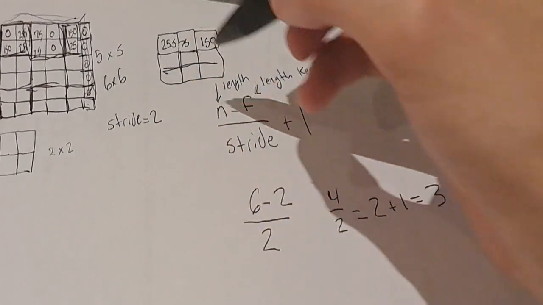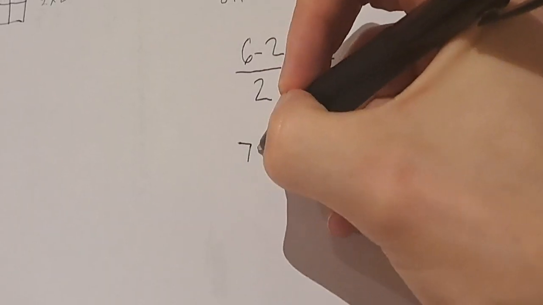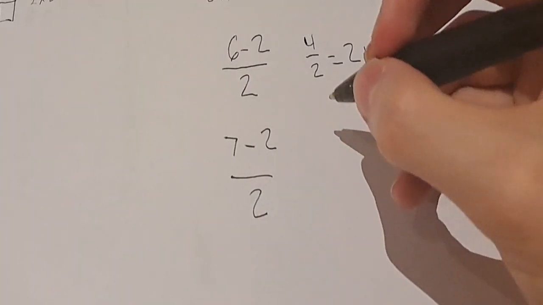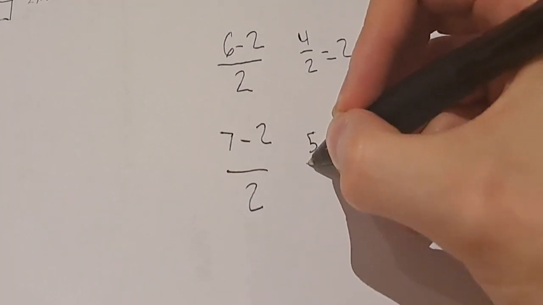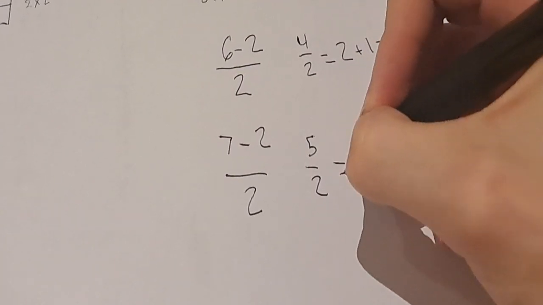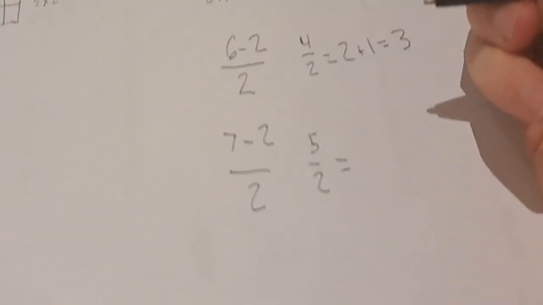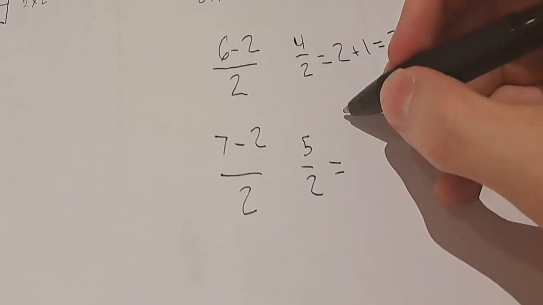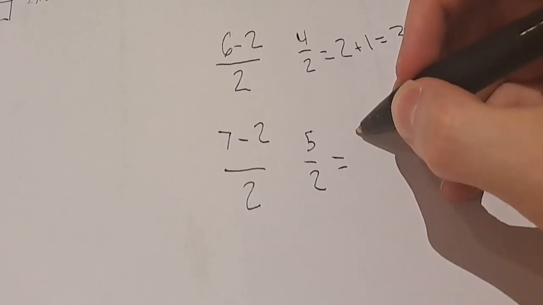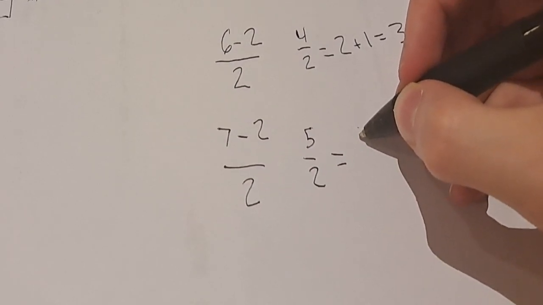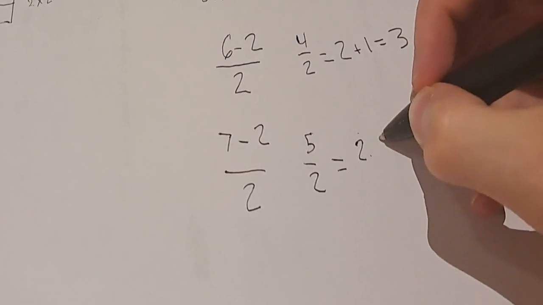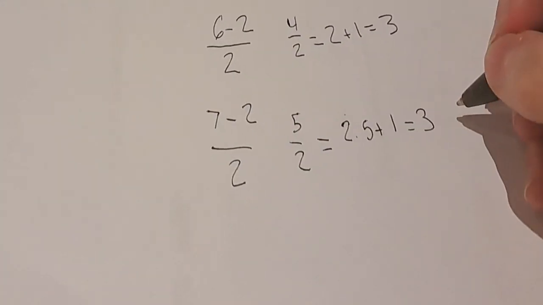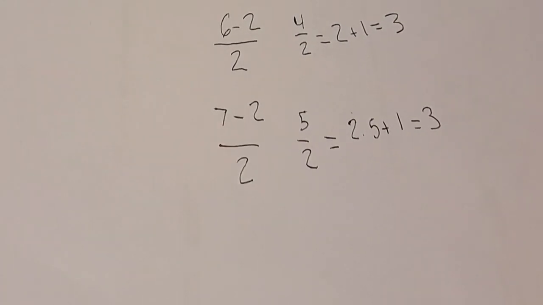So if it was a 6 by 7, you would do 7 minus 2 over 2, which would leave you with 5 over 2, which in this case where we have a half, we actually are going to round. So we would round down to 2.5 plus 1 is 3. Again, in this case, we would have 3.